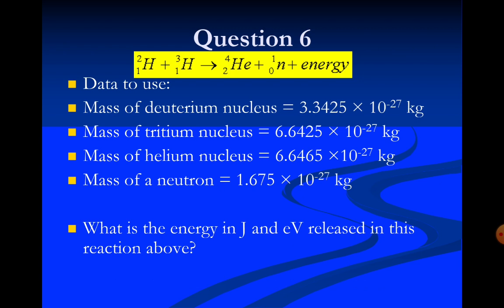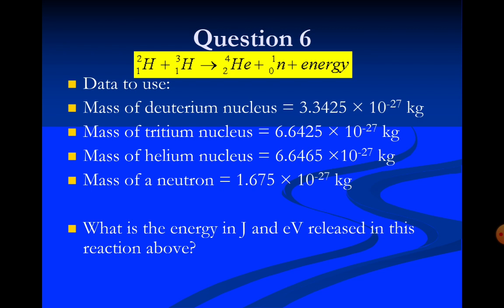Now let's look at our next question. We have the fusion of hydrogen 2-1 and hydrogen 3-1. We get helium 4-2 and a neutron and energy. The mass of the deuterium, tritium nucleus and helium nucleus is given. If you don't know what deuterium is, that is hydrogen 2-1, and tritium is hydrogen 3-1. The mass of the helium nucleus is given and the mass of the neutron. So, how do we calculate the energy in electron volts released in this reaction?